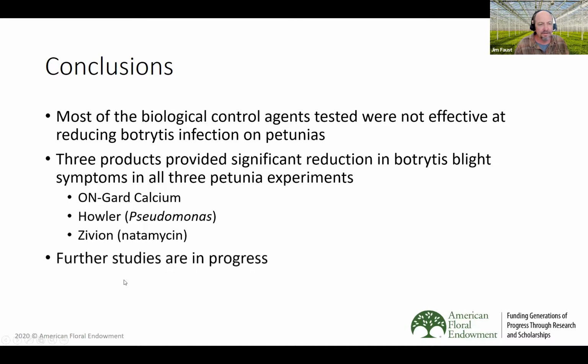Okay, and so again, we have studies continually in progress, and so we'll keep you updated as we learn more.